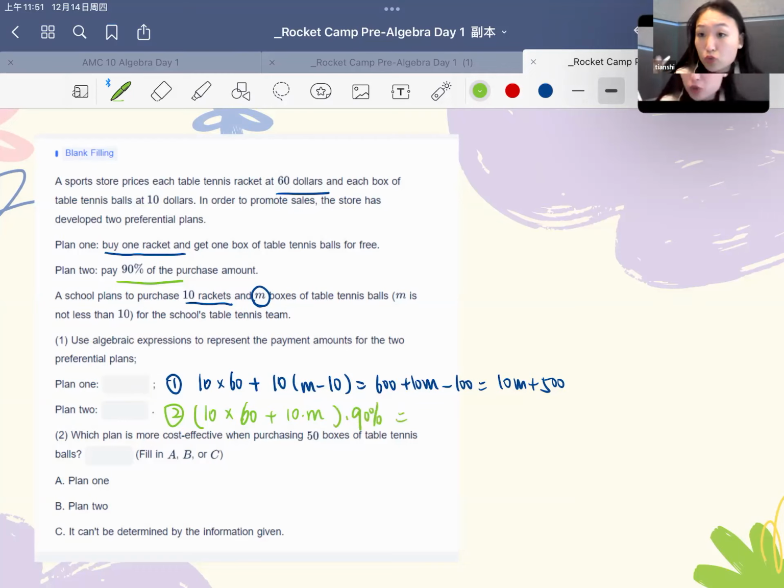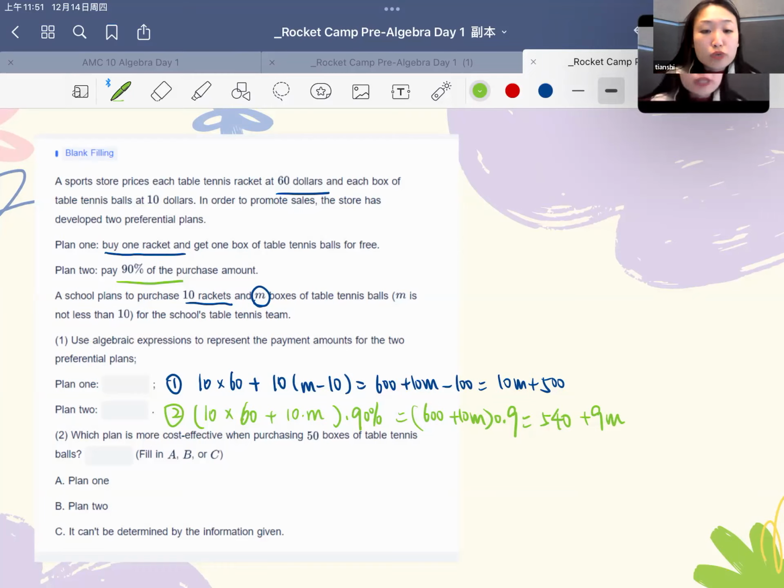So we just need to do the calculation. It's 600 plus 10M, times 0.9, and it will be 540 plus 9M, right? So this is the amount of payment we need to pay.